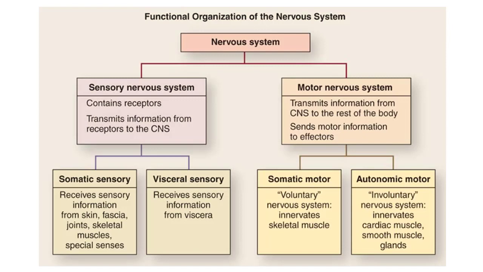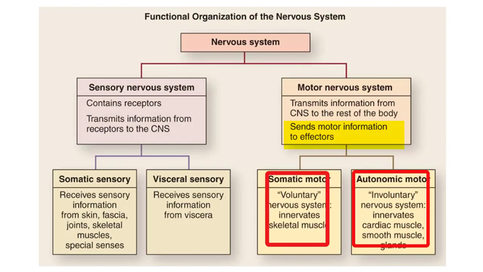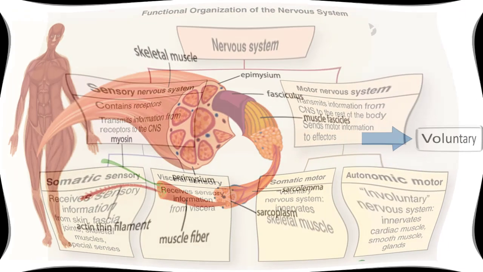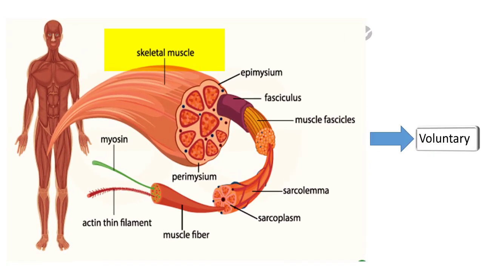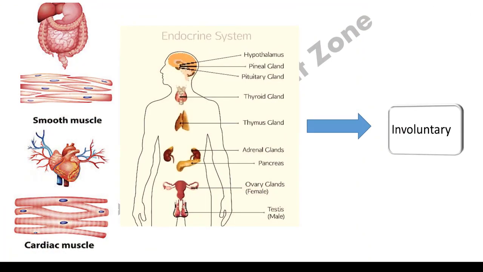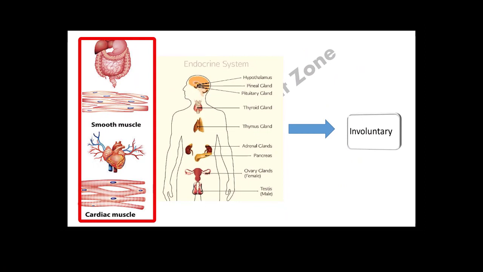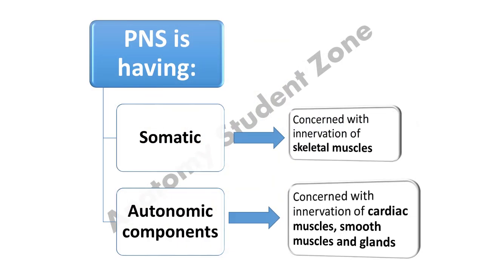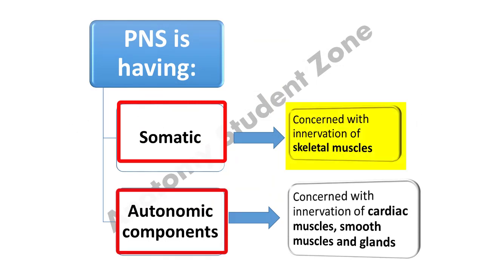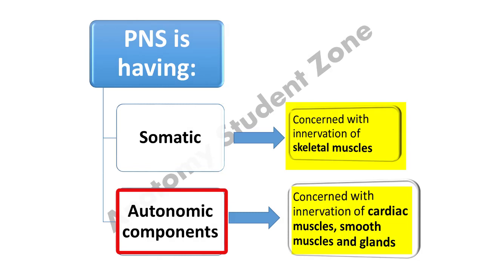So the function of the motor or efferent component is to send motor information to effectors, and the response, of course, will be either voluntary or involuntary. If the motor component sends information to skeletal muscle, the response will be voluntary. And if the motor component sends this information to cardiac muscle, smooth muscle, and glands, the response will be involuntary. In a nutshell, the efferent component of the peripheral nervous system has somatic and autonomic components. The somatic component innervates skeletal muscle, and the autonomic component innervates cardiac muscle, smooth muscles, and glands.